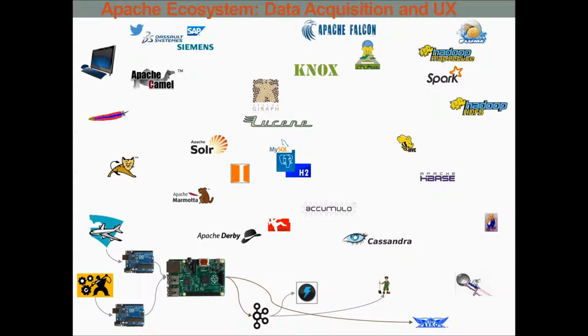Kafka feeds Storm and Zookeeper. Storm can store data in a variety of databases. At that point, we have not yet stored anything in Hadoop, but we have persistent data we can investigate. Accumulo can be queried by Hive, and can feed Hadoop as well.